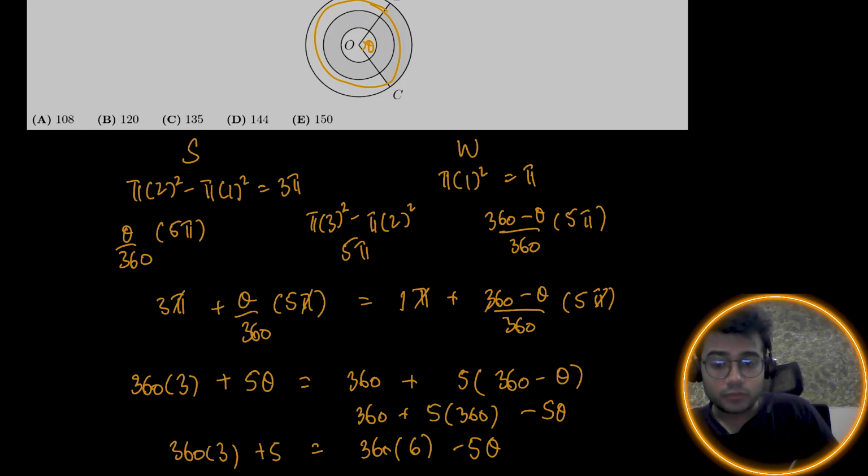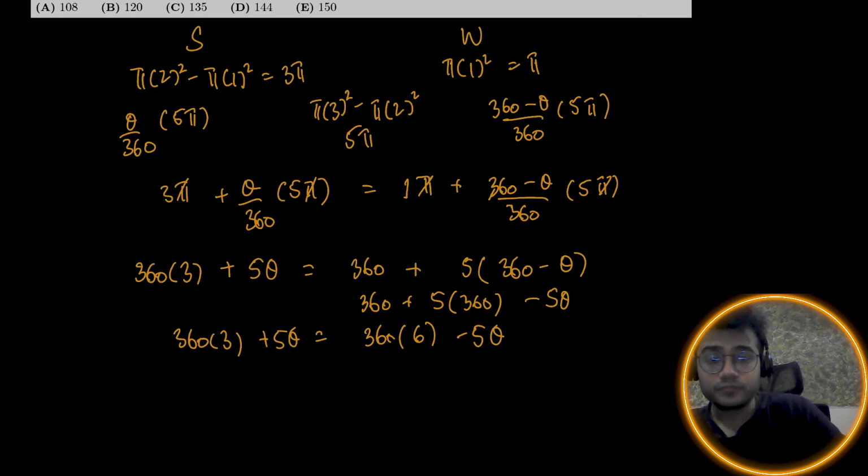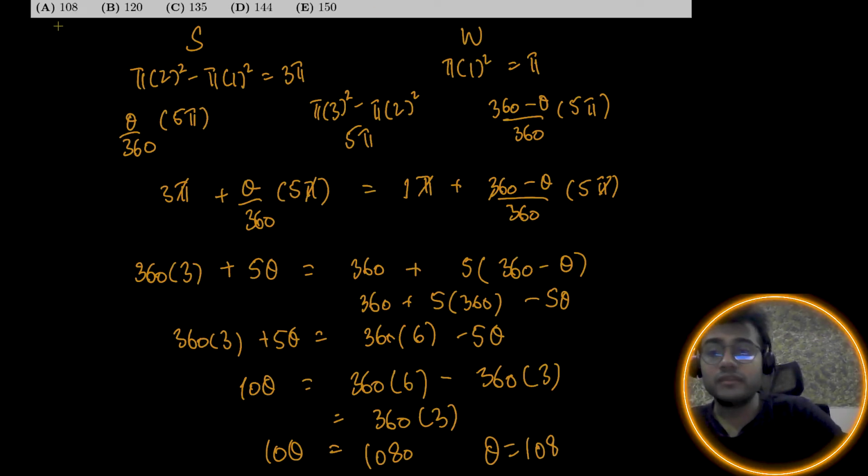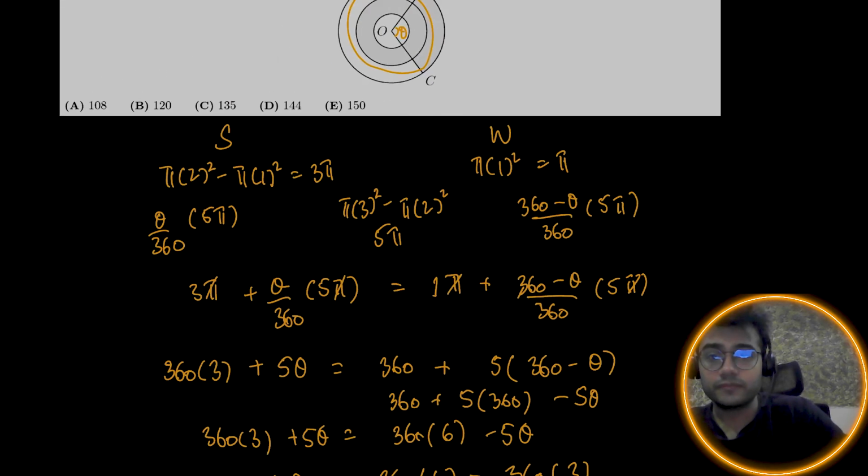Okay, now I move all the theta to the left side and it becomes 10 theta, and all the numbers to the right side, it becomes 360 times 6 minus 360 times 3, which is just 360 times 3. Well, 300 times 3 is 900 and 60 times 3 is 180, so that's going to be 1080. So 10 theta is 1080. That means theta is going to be 108, and therefore our answer is going to be A.